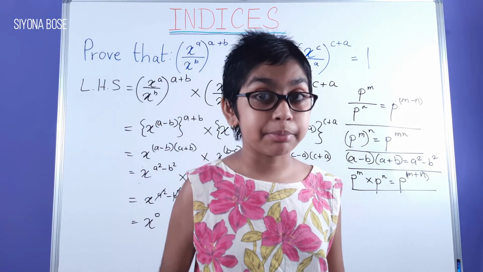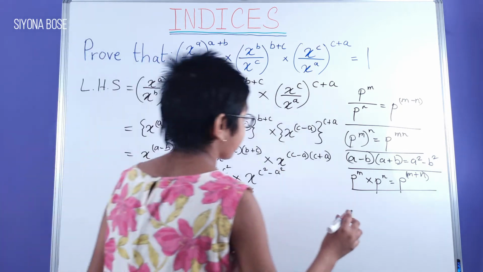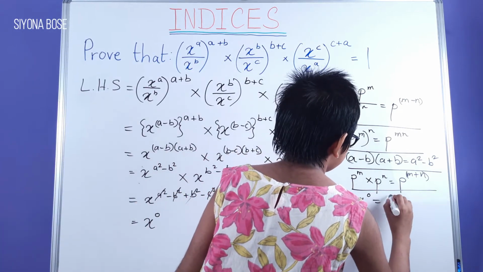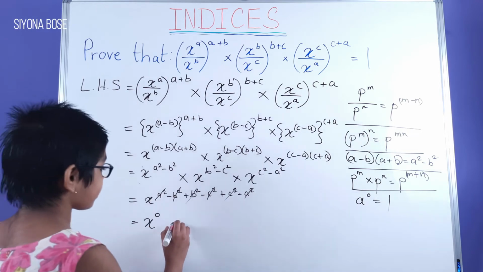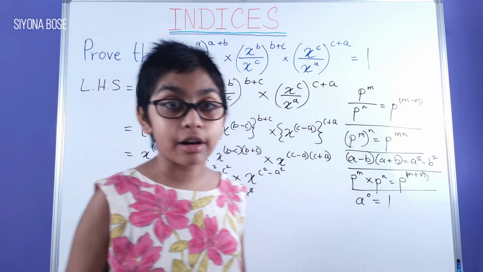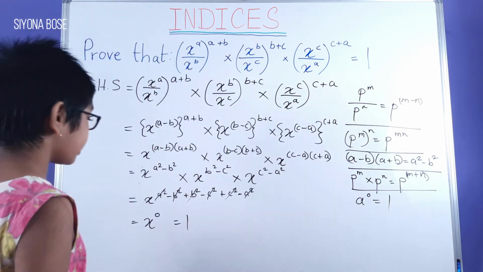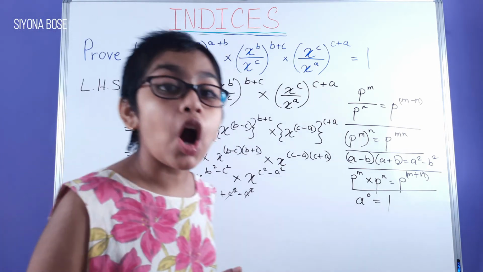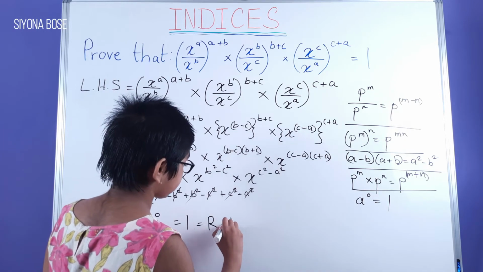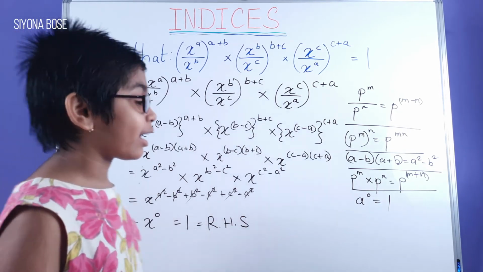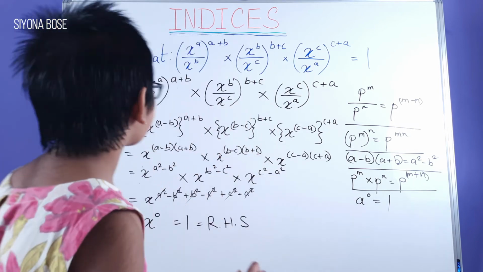And that is nothing but 1, because we know that if it's a to the power of 0, it's 1. X to the power of 0 is 1. Anything to the power of 0 is 1. And 1 was our RHS. So we have proved that LHS equal to RHS.